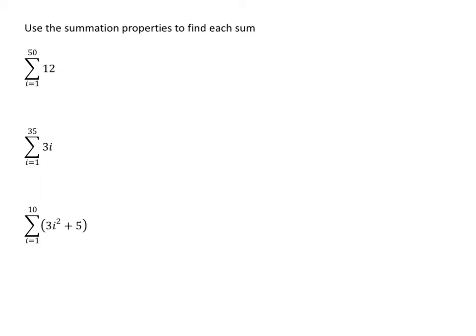So let's use our summation properties to find the sum. The first one, we just have a constant, right? So that's like example A. We're taking the summation of a constant. That constant is 12, and we're adding it to itself 50 times. So that's simply, we multiply 50 times 12, which is equal to 600.